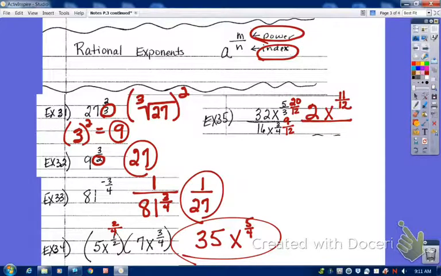Everything moved up to the top, so I'm left with an understood 1 on the bottom, and you won't write that understood 1. You'll just erase this little fraction bar. There's a 1 right there. My eraser's too big. You can just erase that little fraction bar right there. If everything moves up to the top, you can just write the answer as 2x to 11/12.